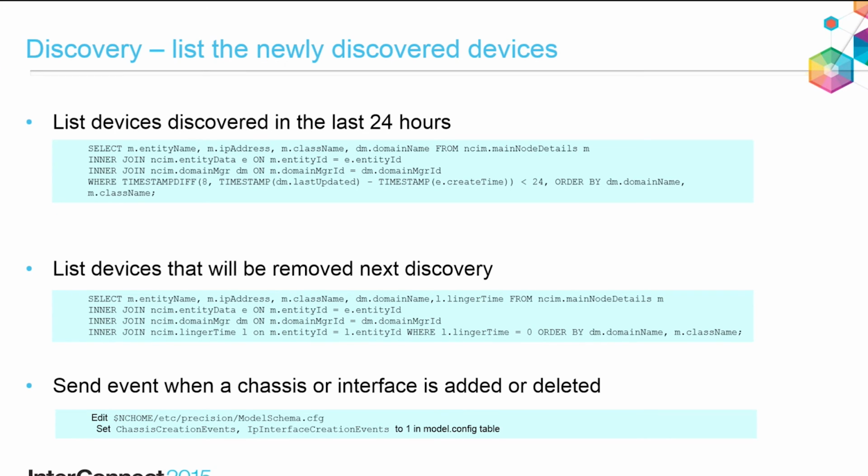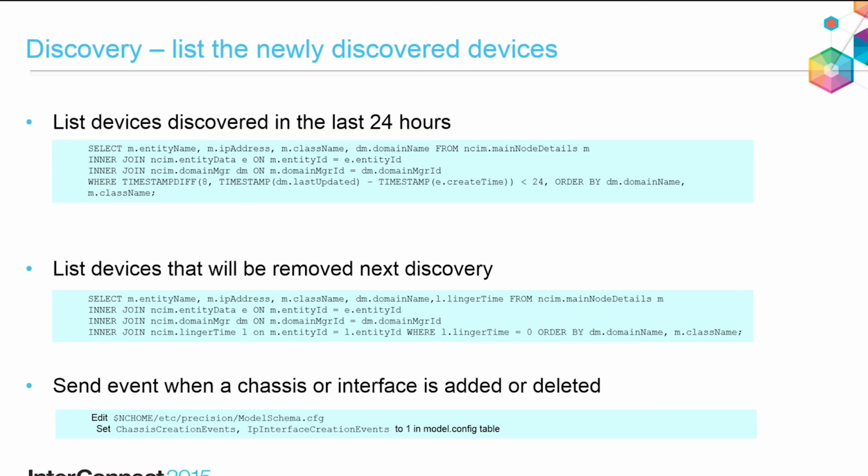So okay, that's fine. Discovery's run, and you've checked out the major profiling numbers. But I still want to know what new devices I've discovered in this run. So here's a handy SQL query that will list all the devices that have been discovered in the last 24 hours. I mentioned before about the report, if you want to test to see which devices are going to get removed in the next discovery, in other words, where linger time is 0. There's a query for that.